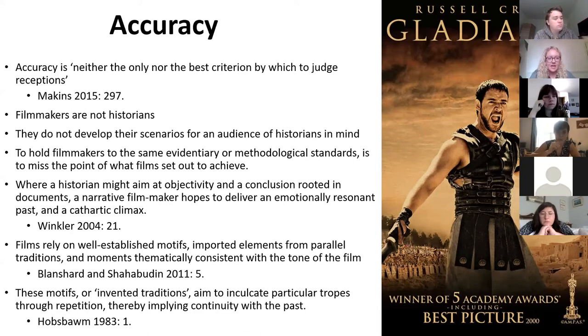And again, Winkler is a big name in the film conversation for reception studies. And he points out that where a historian might aim for objectivity and a conclusion rooted in documents, a narrative filmmaker hopes to deliver an emotionally resonant past and a cathartic climax. So again, using the example of Gladiator, the whole thing of Commodus being murdered in the arena and Maximus finally getting his moment of revenge. Emotionally, fantastic, and we're all leaving the cinema satisfied. A bit sad that he dies in the end as well, but we basically leave the cinema very satisfied. A historian is going to look at that and say that's not how it happened, but the general populace don't know that and they don't really care a lot of the time.